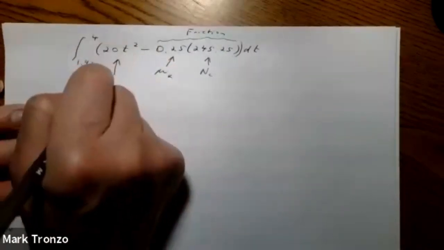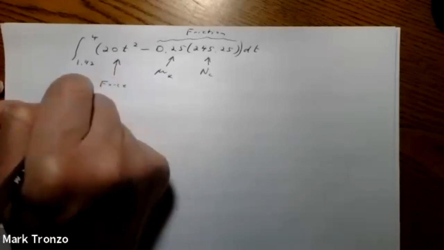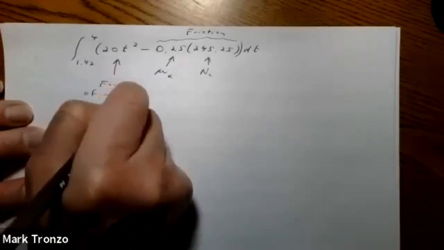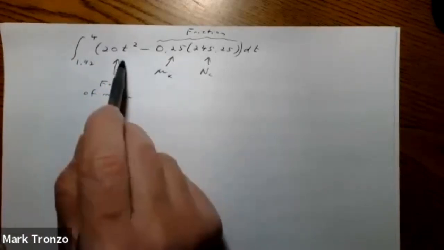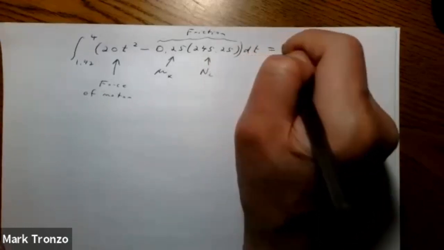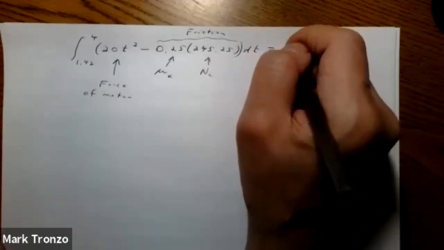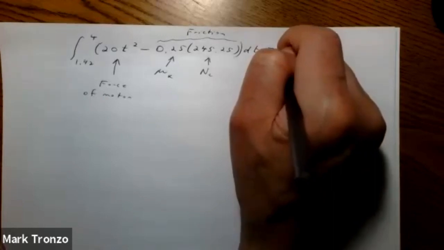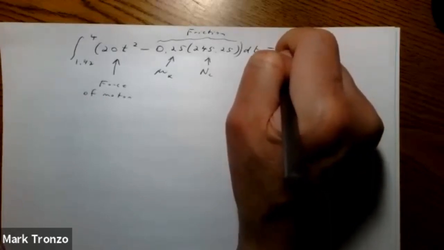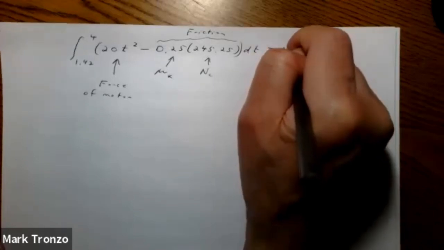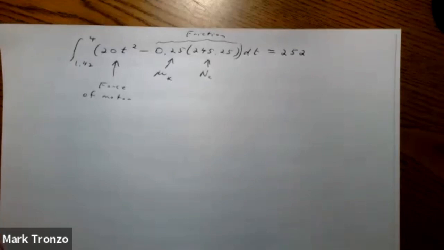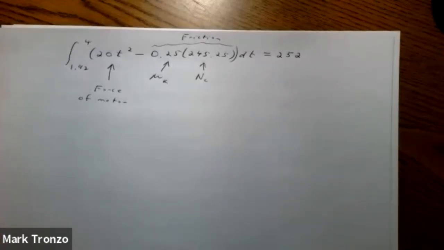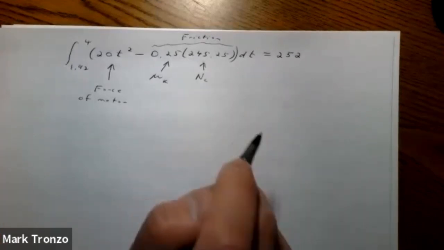So this is friction, and this is the force from the motor. And when you integrate this, I won't go through the steps, this is going to give you around 252, more or less. And then that's our impulse.